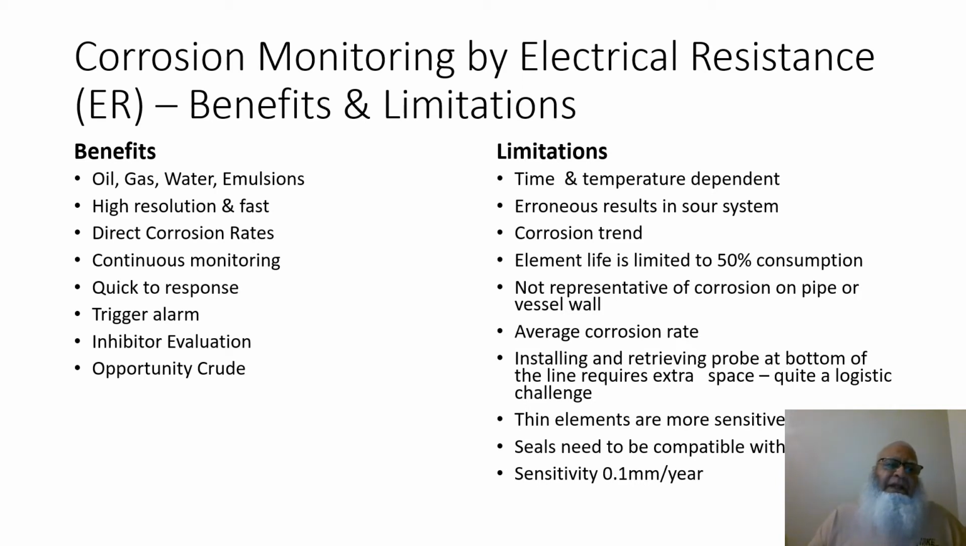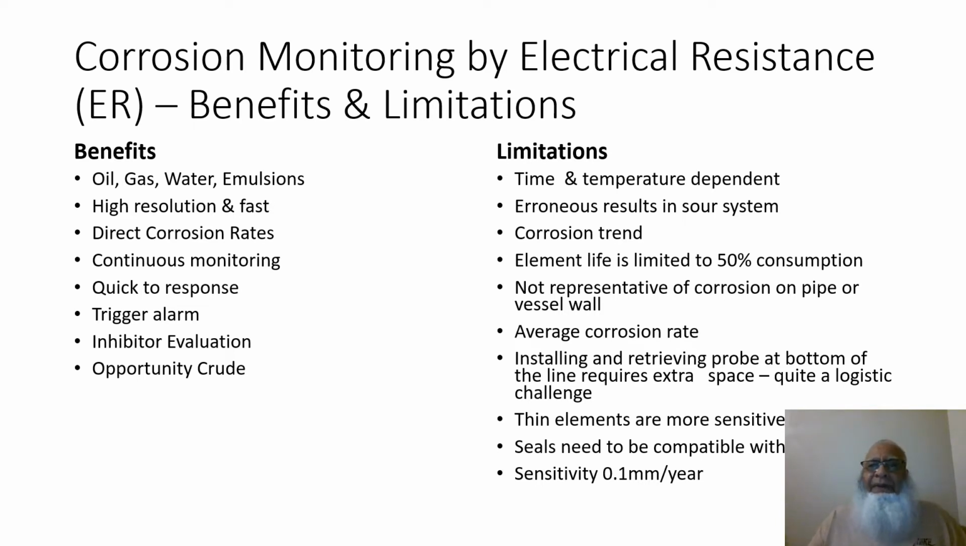Even the opportunity crude, which means sometimes you're processing one type of crude, and next time you're processing other types of crude, and if the corrosion rate changes because of the crude change, this technique can easily monitor and reflect very fast the change in the rate of corrosion or the corrosivity of the crude.